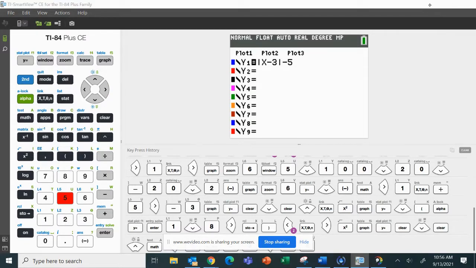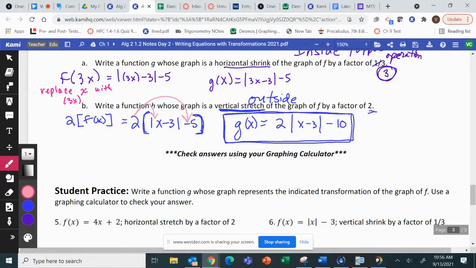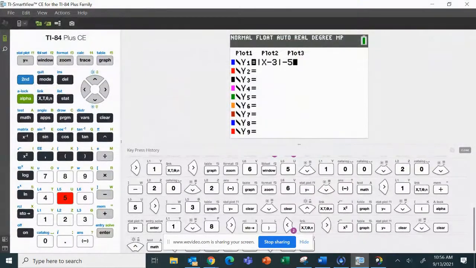Okay, so what I'm doing first, just making sure I have the same equation, is I'm going to my y equals button, which currently is red. You can see it. I touched it. It's red. And then I'm typing in absolute value x minus 3 minus 5. If you do not have your graphing calculator today on your computer, you could use Desmos. Desmos is going to help you do the same thing, but you can't use Desmos on a quiz.